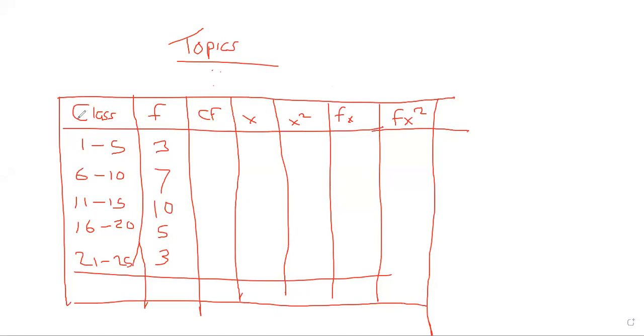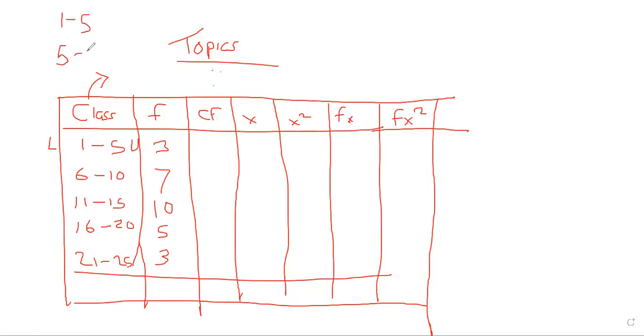So in here, we have what we call the class. The class has what we call the lower bound and the upper bound. Then we have the frequency and the cumulative frequency. Now, the class width comes in two ways. There's a joint and a disjoint class width.